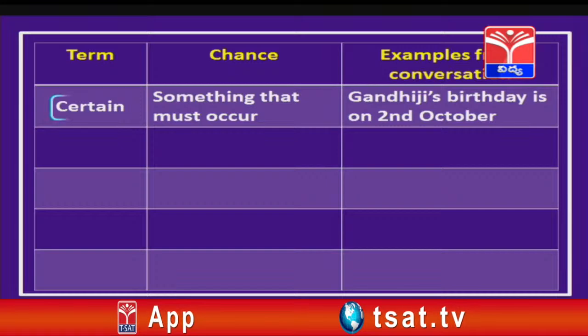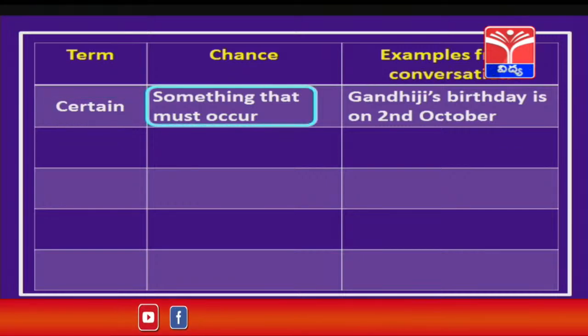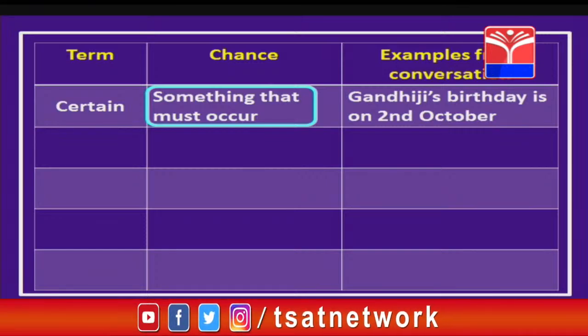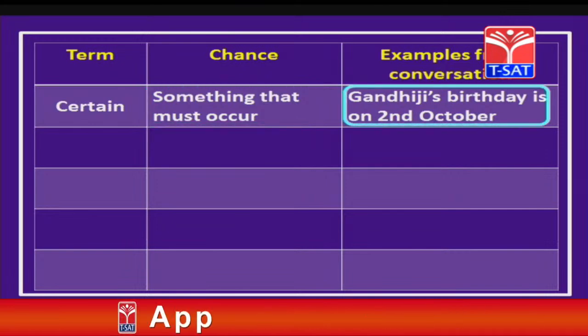If you notice the first one, that is certain, what does it actually mean? Something that must occur, right? Certain means it is going to happen. For example, if we consider Gandhiji's birthday is on 2nd October, it is going to happen on 2nd October every year, isn't it, children? So, it is a certain thing.